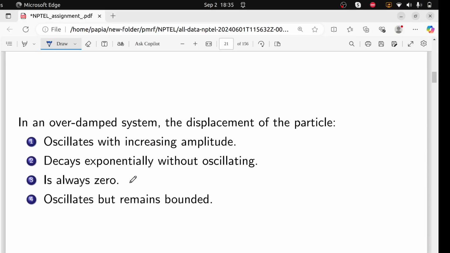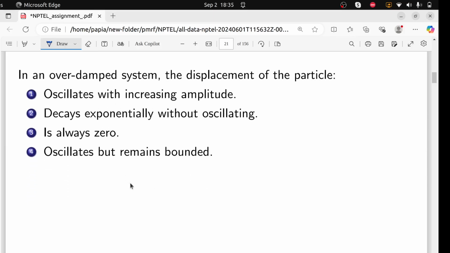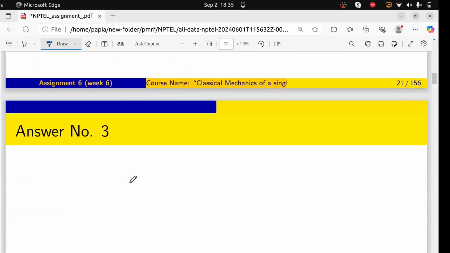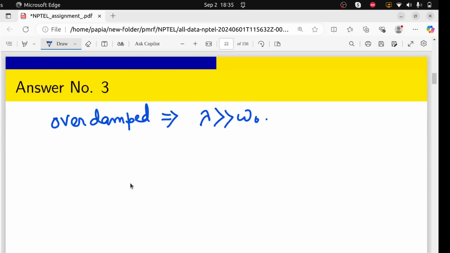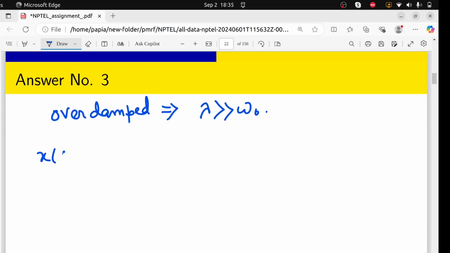In an overdamped system, the displacement of the particle oscillates with increasing amplitude, decays exponentially without oscillating, is always zero, or oscillates but remains bounded. Okay, overdamped system. Let me take the displacement of the vector. So for overdamped, lambda is very much greater than omega 0. And what is our x of t?